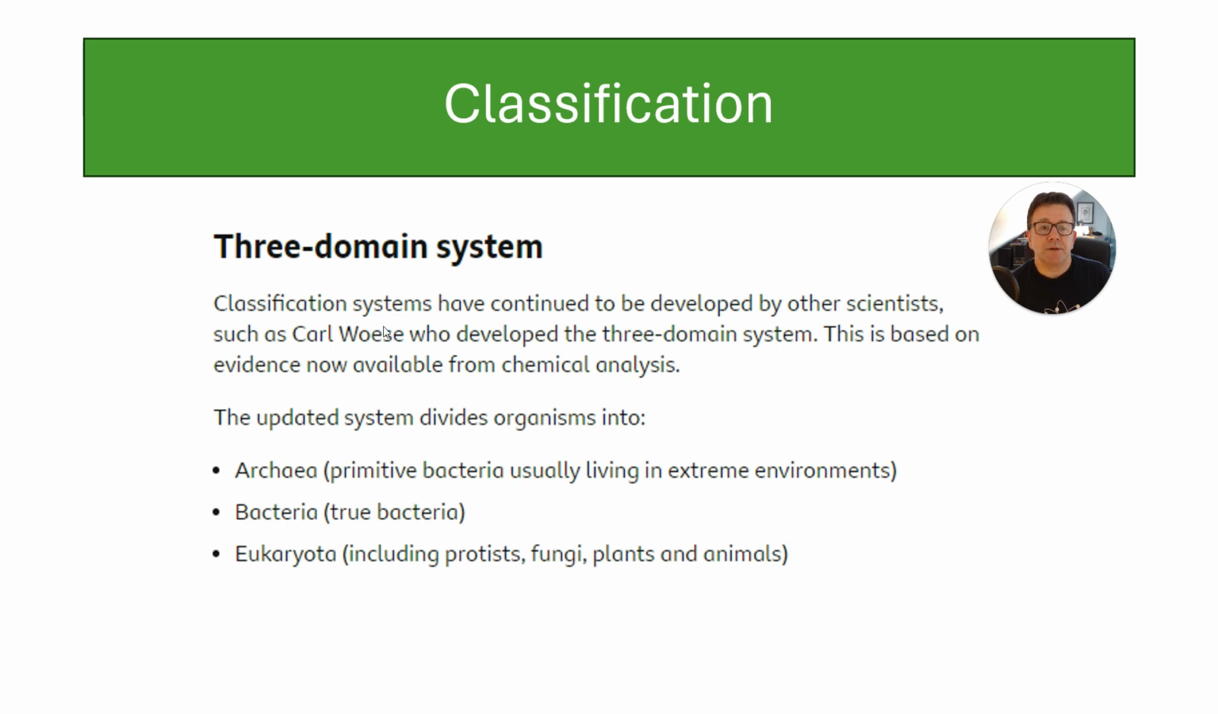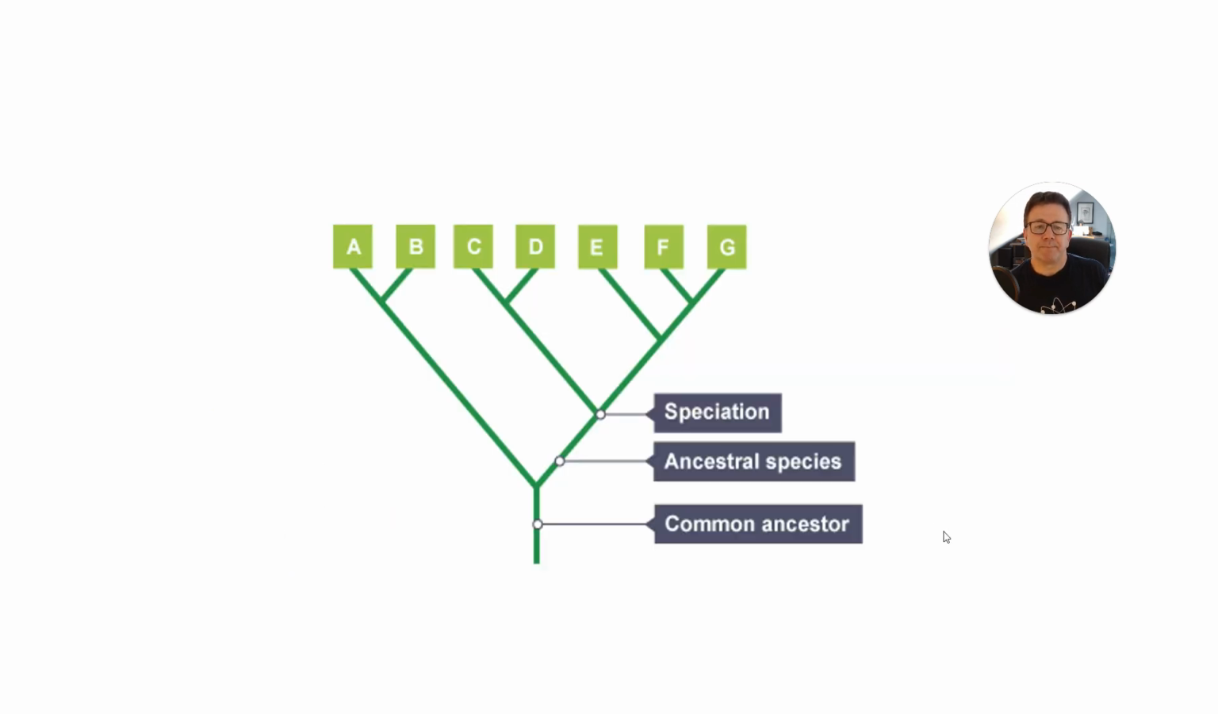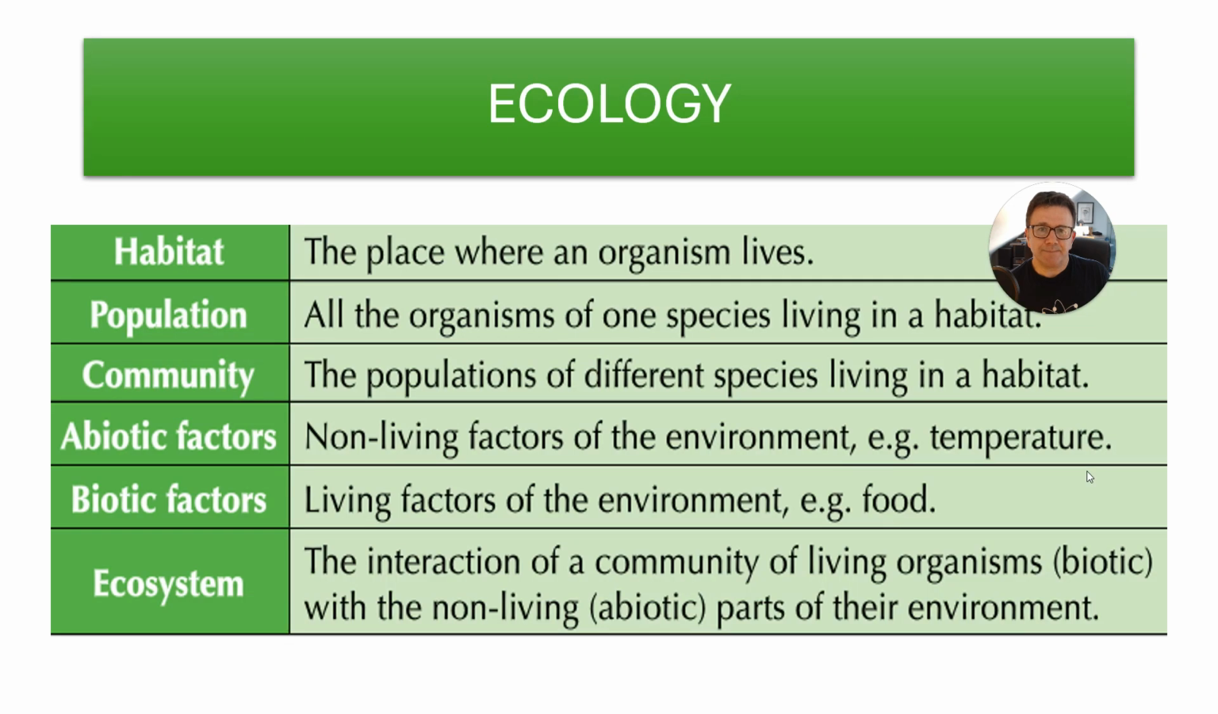Three-domain system: you will need to know the Carl Woese three-domain system. So archaea, bacteria, eukaryota. They also like you to be able to read evolutionary trees as well.